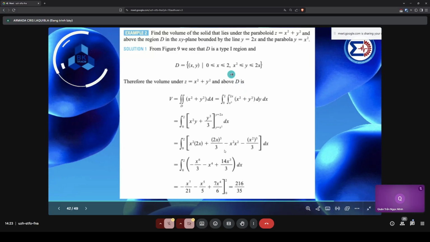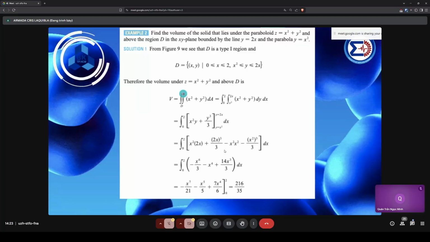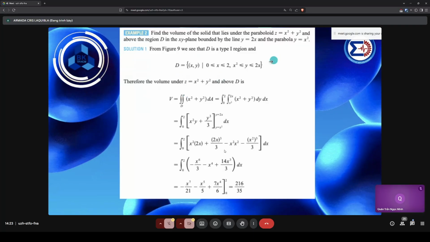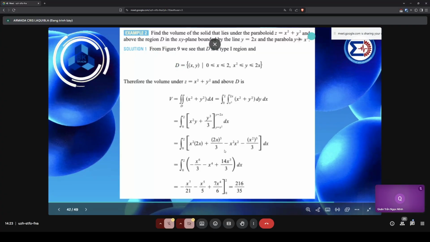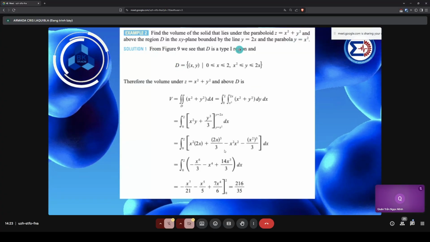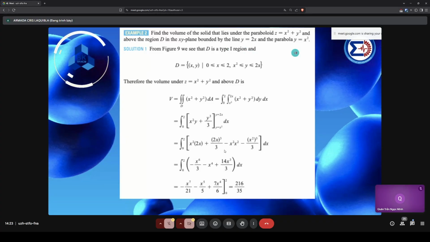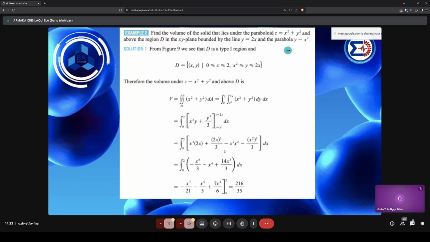Here, this is type 1 again because, so now it's the volume of the solid. This is a paraboloid, and then this is bounded by the line y is equal to 2x, and the parabola y is equal to x squared.